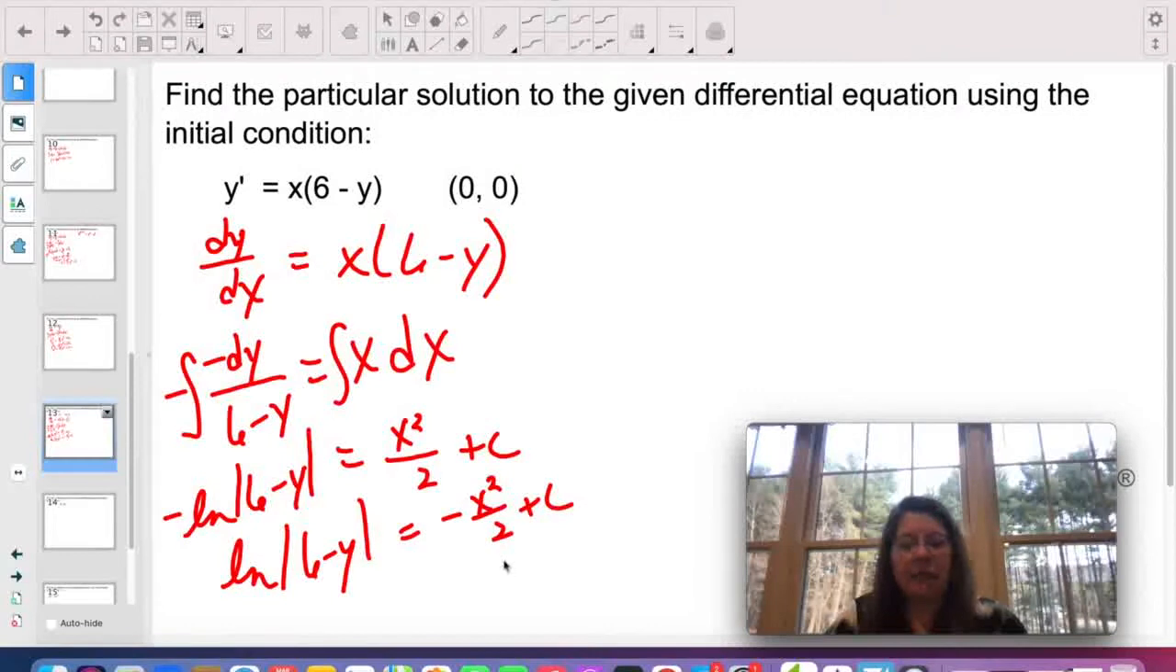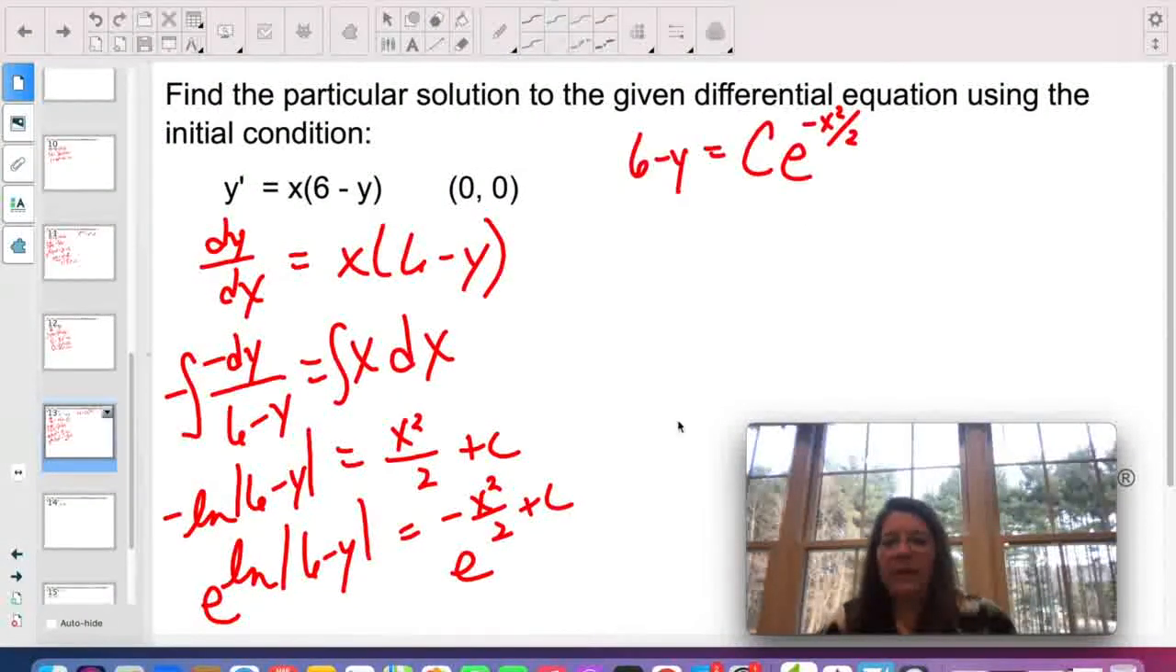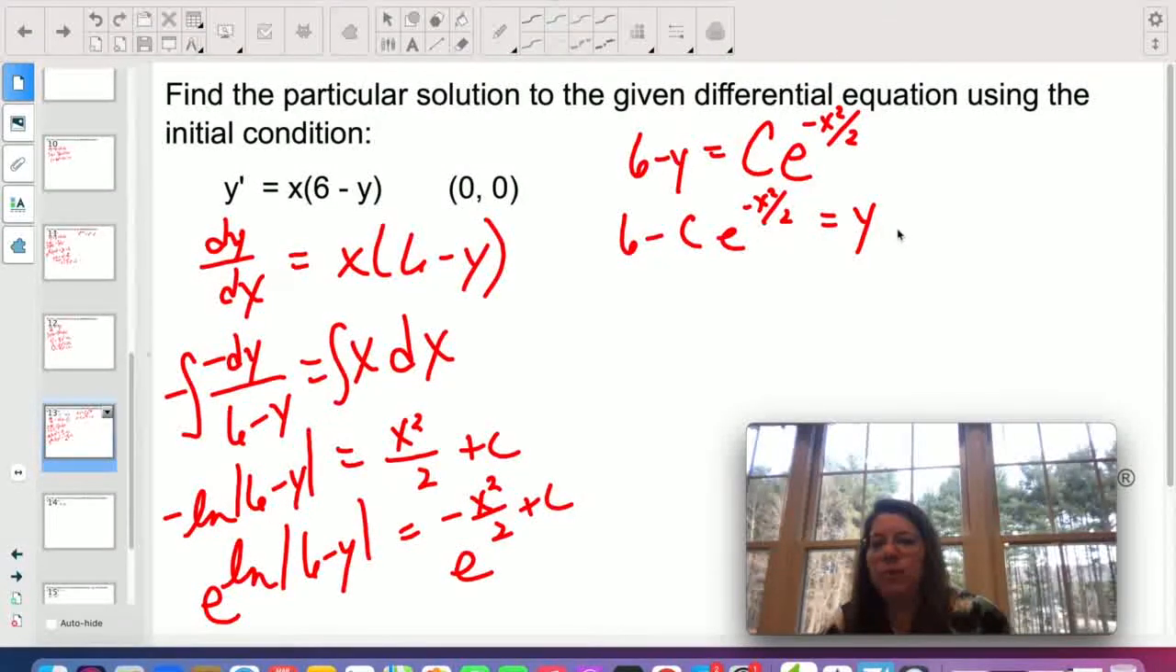Now, the next thing I need to do is get rid of the natural log. So to do that, I'm going to put an e in front of both sides. So this cancels out the natural log. We know 6 minus y has to be positive, so we're going to drop the absolute values. So when I do that, remember this is e to the negative x squared over 2 times e to the c. So that e to the c is just now the constant, and it moves to the front. And then to get y by itself, I would move this over with the 6 and the y to the other side. That gives me 6 minus c e to the negative x squared over 2 equals y.